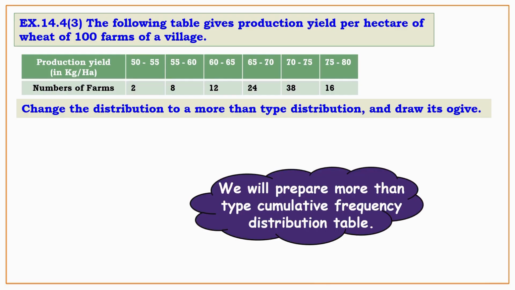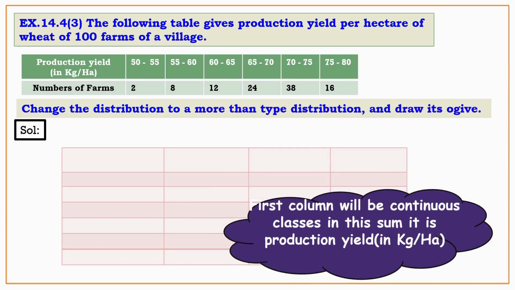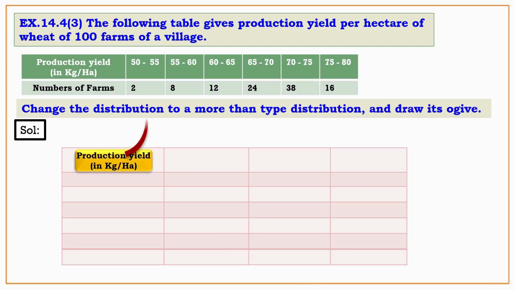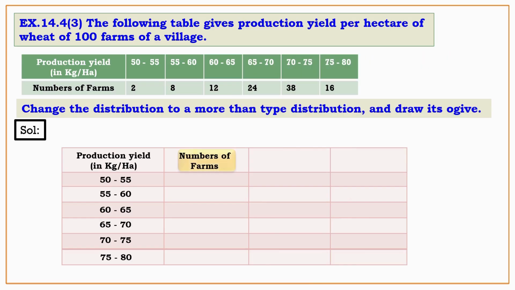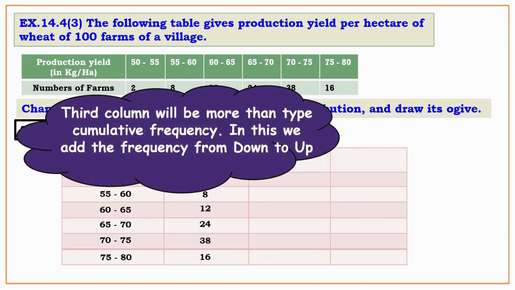So here, how to find the more than type distribution? First we will prepare the more than type cumulative frequency distribution table. So let us take a look at how to prepare it. The first column will be the continuous classes. In this sum it is the production yield in kilogram per hectare, so we will copy that from the question. The second column will be the frequency. In this sum, it is the number of farms. So we'll just copy the digits from the question.